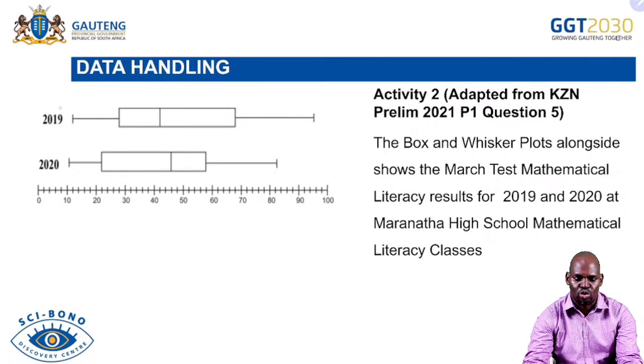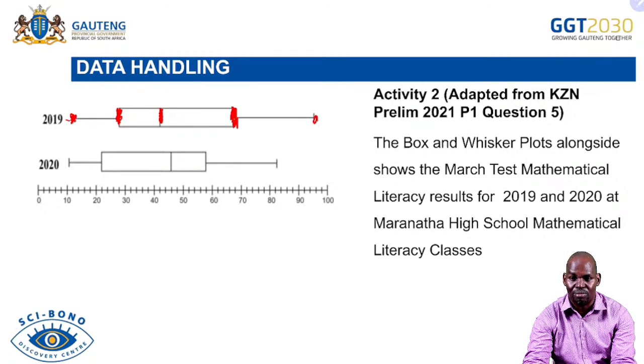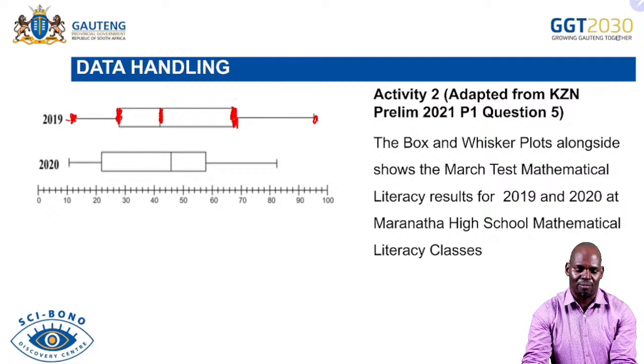There you've got the two box and whisker plots. And as you know, you should be able to interpret this. You should know that this represents the minimum, and that one is quartile 1 or lower quartile or 25th percentile. This one represents median, quartile 2 or 50th percentile. This one represents 75th percentile, quartile 3, or upper quartile, and then there we've got maximum.